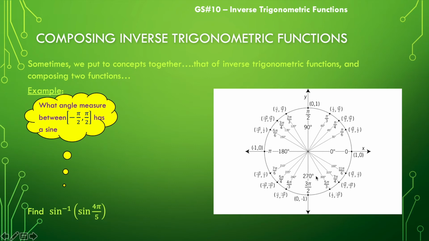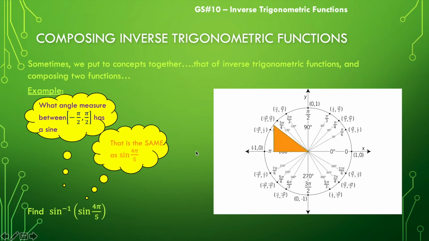Okay, and so what I'm really looking for is an angle measure between negative pi over 2 and pi over 2 that has a sine that's the same as the sine of 4 pi over 5. Okay, so let's look at 4 pi over 5. Where would that be? Well, again, we want to think about 4/5 of pi. So pretty darn close to 1, but not going over, something like this.